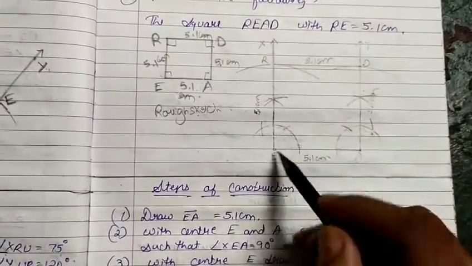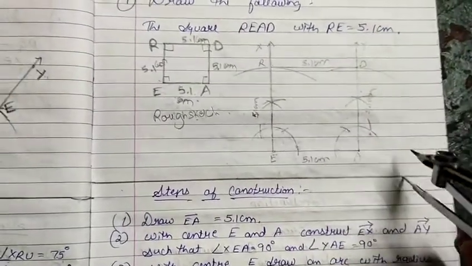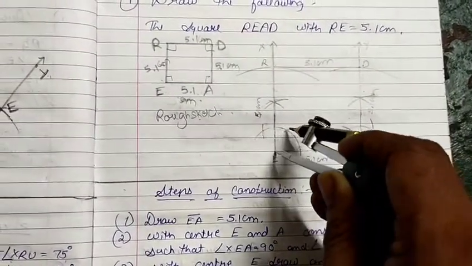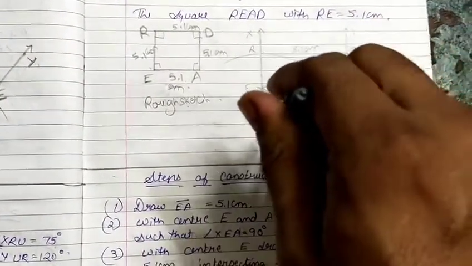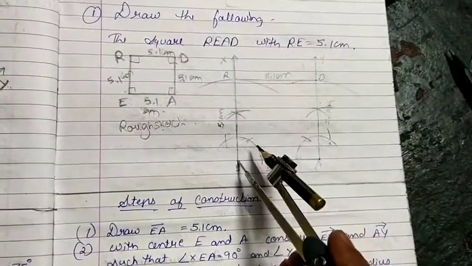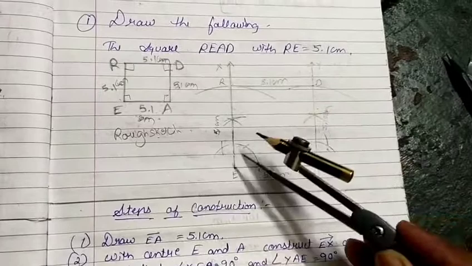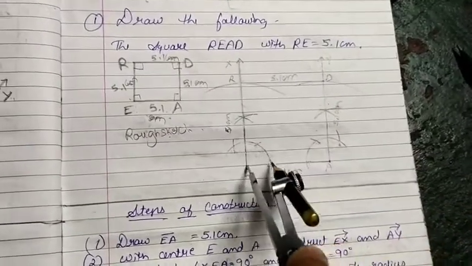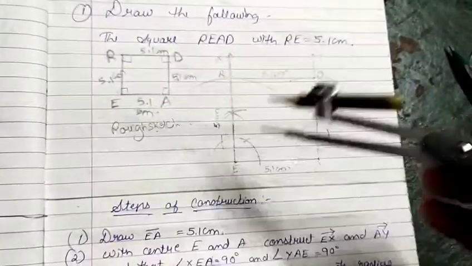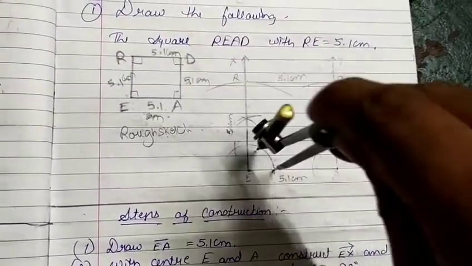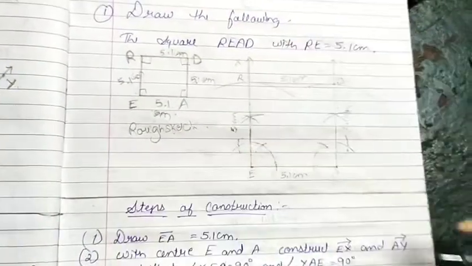Now dear student, you need to get these two rays at 90 degrees. As per the properties of a square, each angle of a square is 90 degrees. So how to get 90 degrees? After getting this line segment, take any measure with your compass and try to draw this arc. First cut will give 60 degrees, second cut will give 120 degrees.